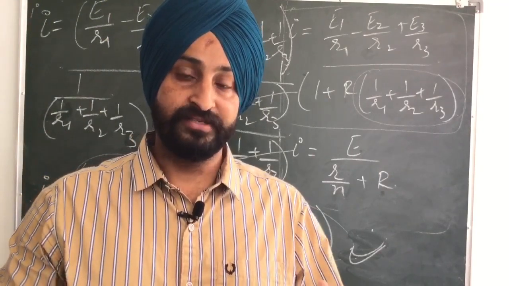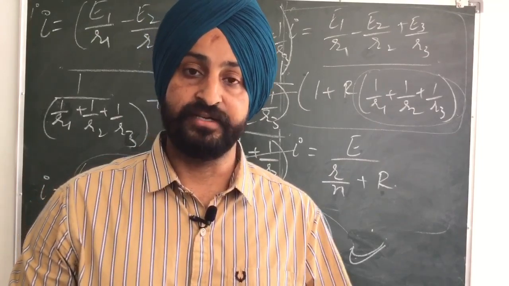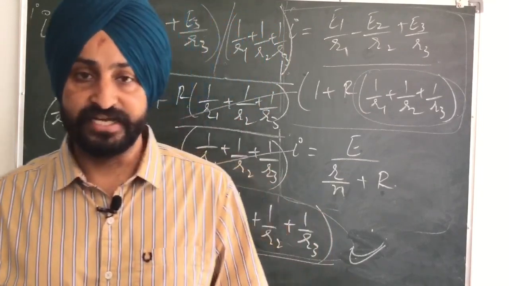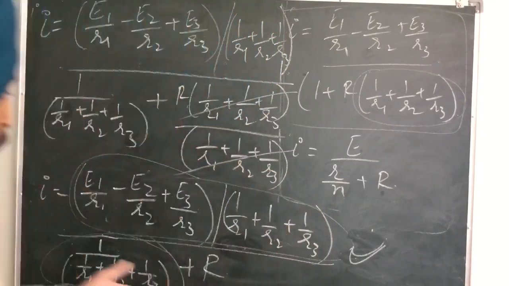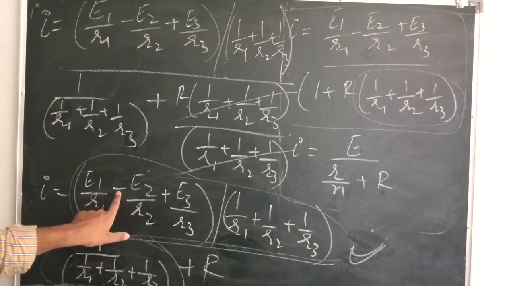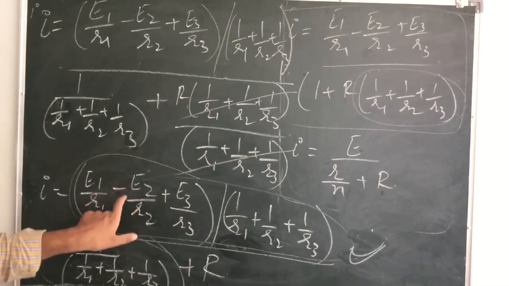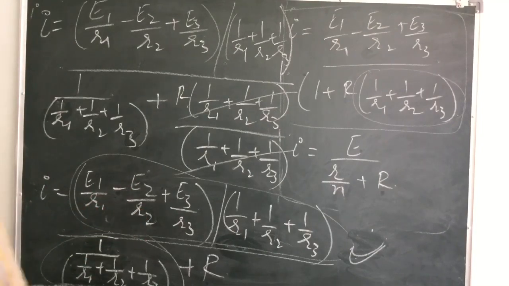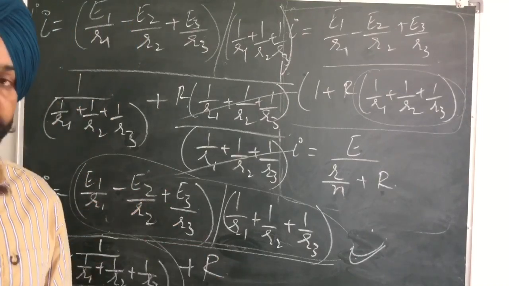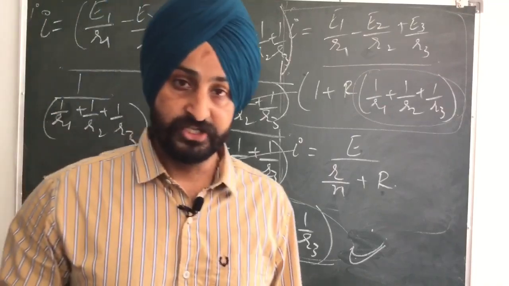Fine. All other cells were connected in one order in parallel, but only one cell was connected in opposite order. Similarly, if you are given more than one cell connected in opposite order, you can apply this formula over there also. So for the cell which was in opposite order, the sign over here is negative. Fine. So if you have more than one cell in opposite order, the signs will again come negative over there, and you can calculate the value of current. That's it for our parallel combinations of cells.